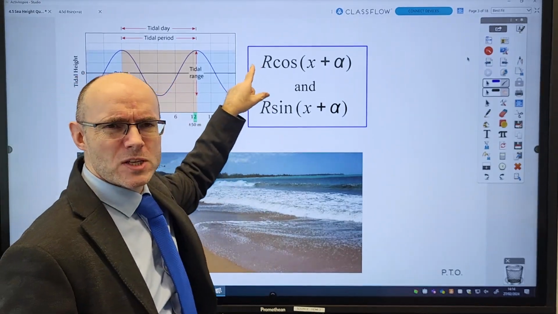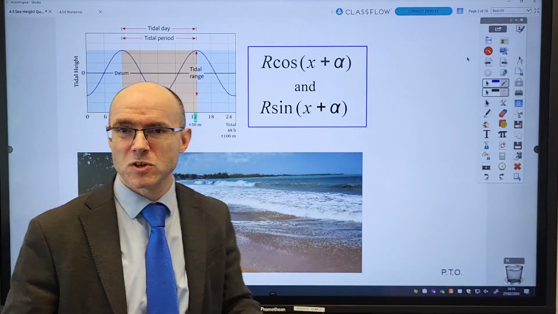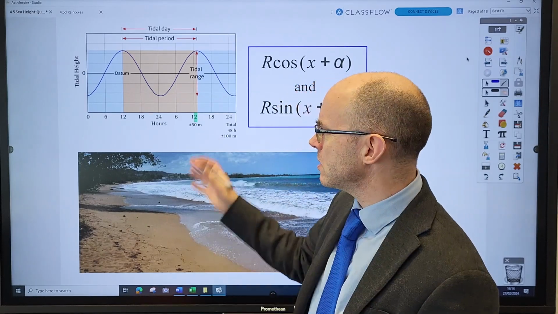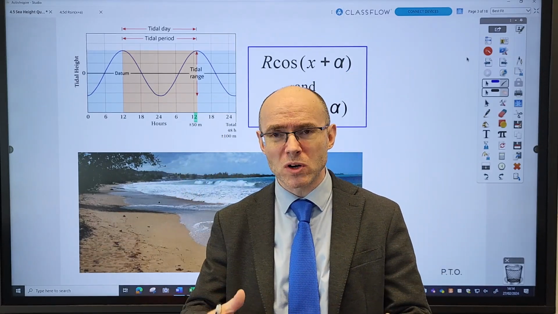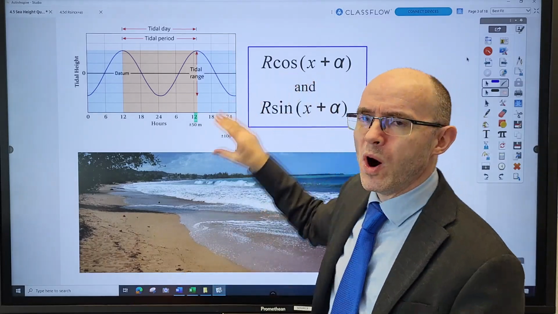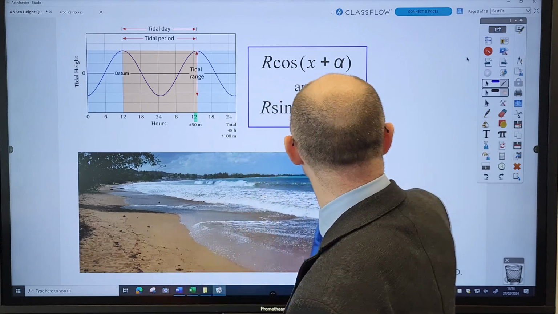I'm going to do one of these questions, r cos(x + alpha), r sin(x + alpha), but related to, as you guessed it, tidal heights. Yes. So what I'm going to do is take you through an examination question modelled with tidal heights, and show you what that looks like and just why trigonometry is used with tidal heights. Are you ready? Let's go.